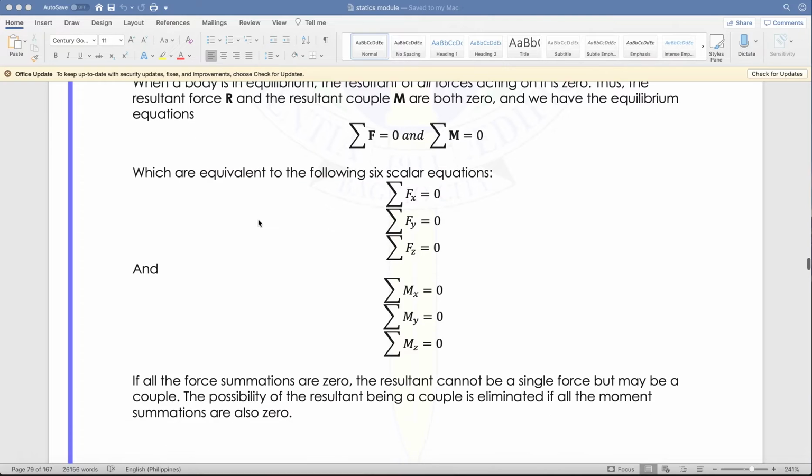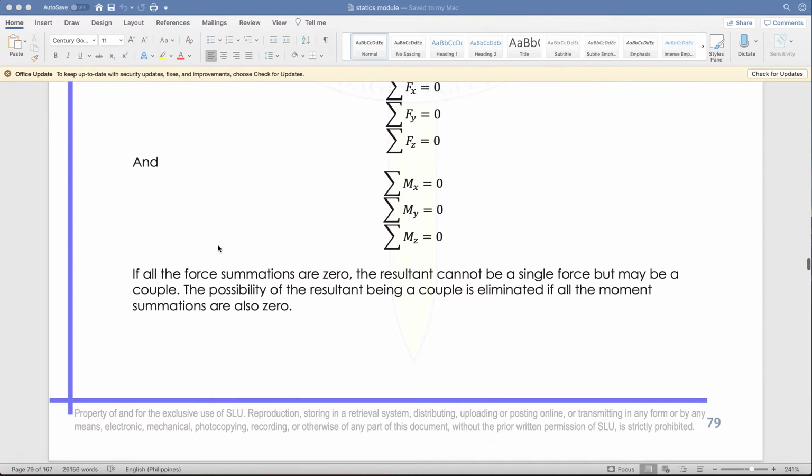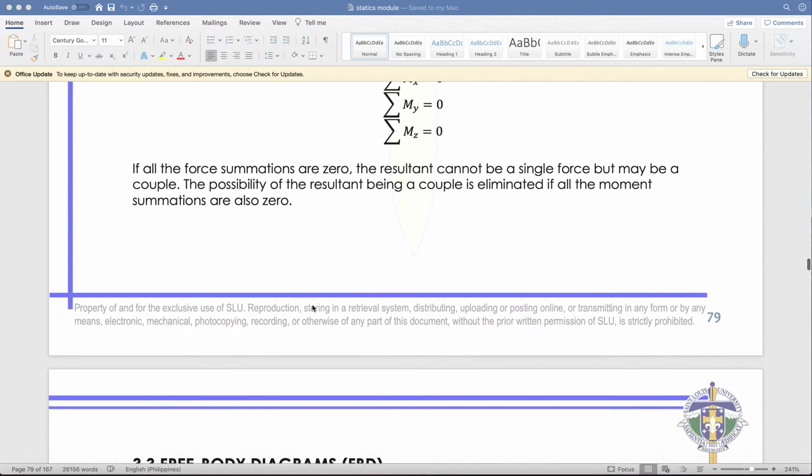in equilibrium. If all the force summations are 0, the resultant cannot be a single force but may be a couple. The possibility of the resultant being a couple is eliminated if all the moment summations are also 0.